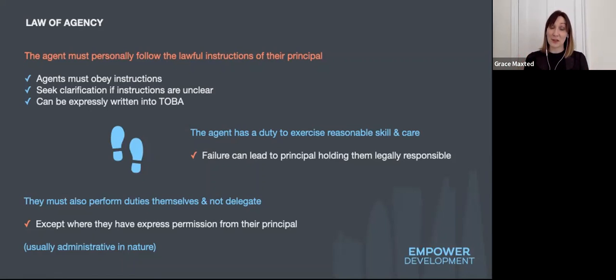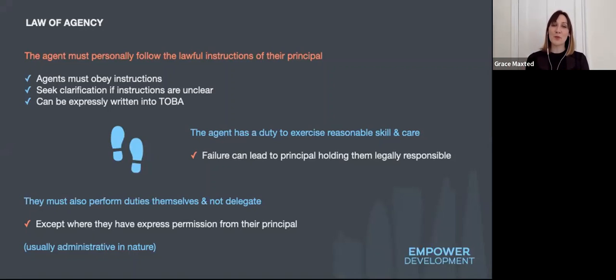If the agent has failed to exercise what we call reasonable skill and care, that failure can lead the principal to holding them legally responsible. And so for that reason, we need to be aware of the fact that the principal can go after the agent and try and get compensation from them.